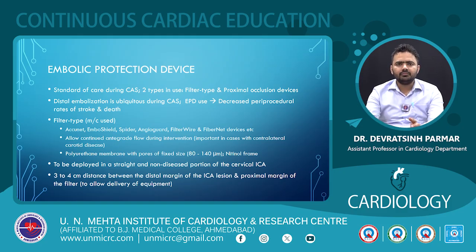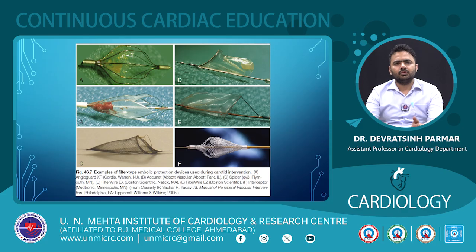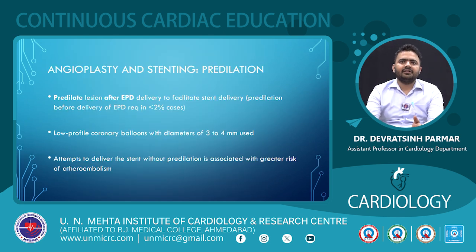Okay. So once you have put your embolic protection device in the distal part of the ICA, these embolic protection devices actually differ based on their pore size. There are different pore sizes for each and every embolic protection device. Here you can see the different types of embolic protection devices, such as first is the AngioGuard, then the Accunet, then the Spider, then the FilterWire, and then FilterWire EZ.